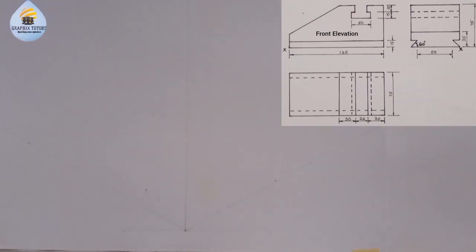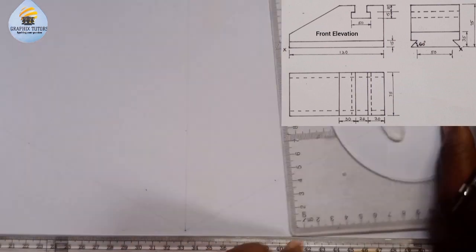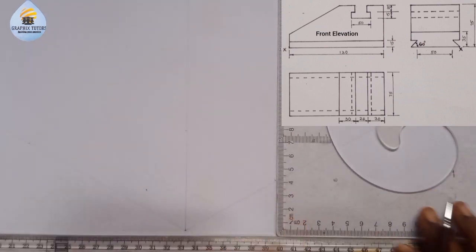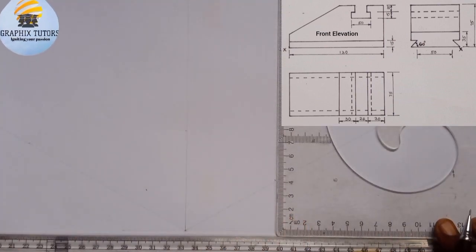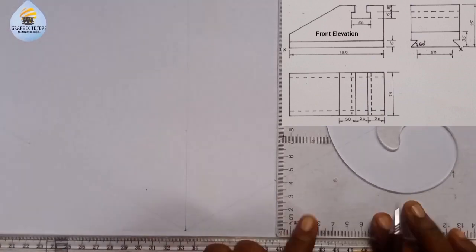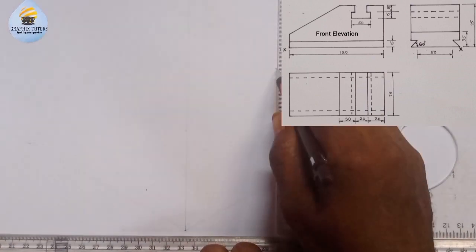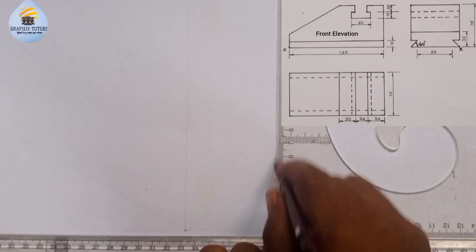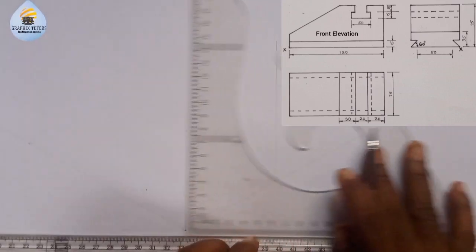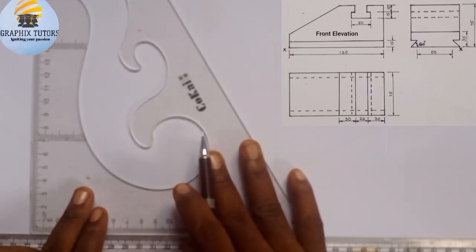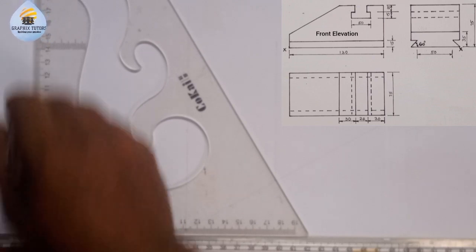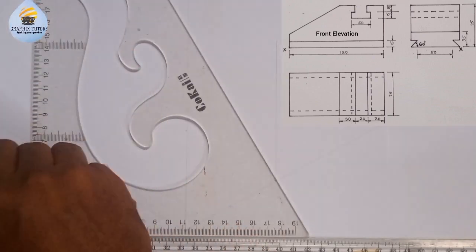The next thing is for us to project those points upward. So if I place my set square on my T square, I'll project this point up. I'll come here also. I'll also project this point up, or the point I marked.